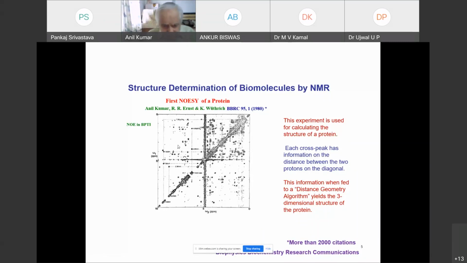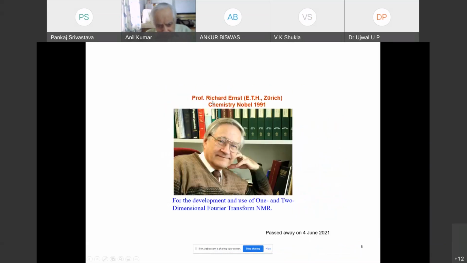And this experiment is used for calculating the structure of the protein. Each cross peak has information on the distance between two protons. Professor Richard Ernst got the chemistry Nobel for developing one and two dimensional Fourier transform NMR. Unfortunately, he passed away very recently in June of this year.